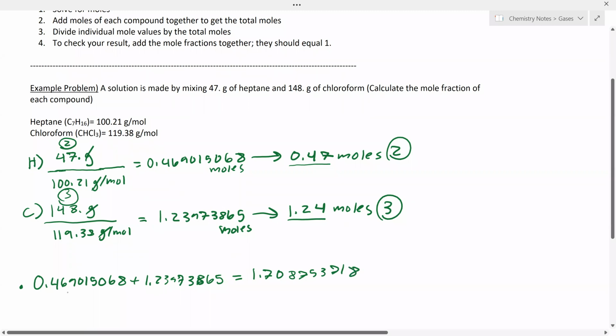But if we remember, this 0.46 here has 2 sig figs, this one here has 3 sig figs. And the decimals keep going, but we don't really have to pay attention to that in this case. We're just going to use the 2. So that would be 1.7 total moles. Okay, those are total moles.